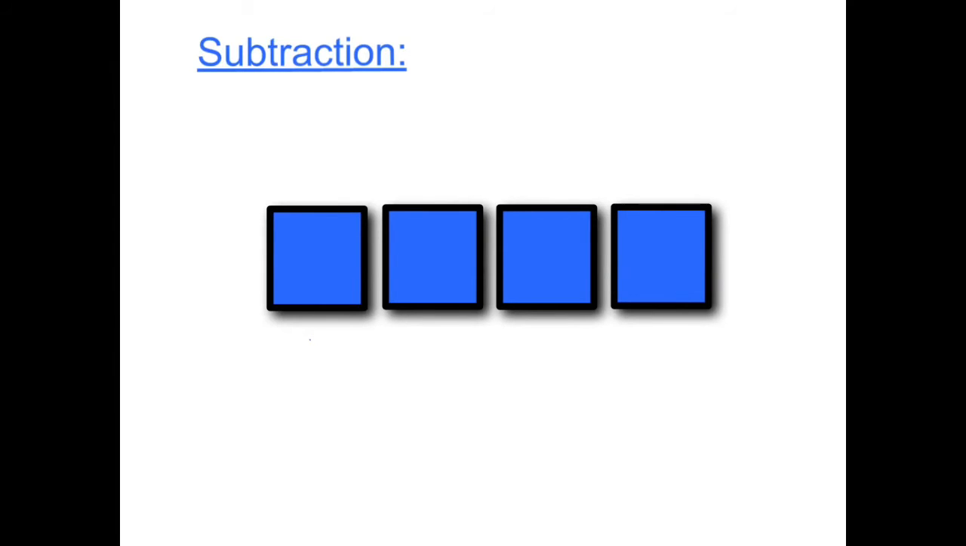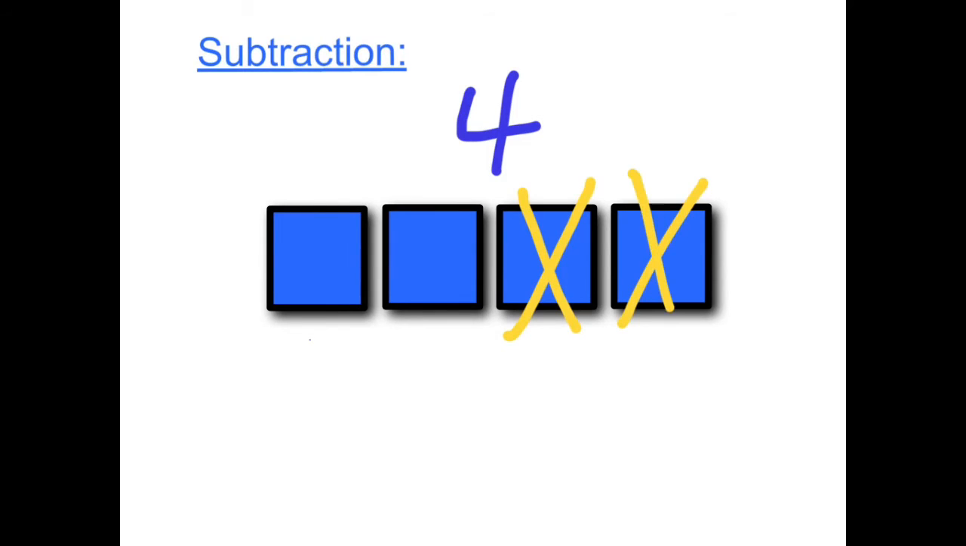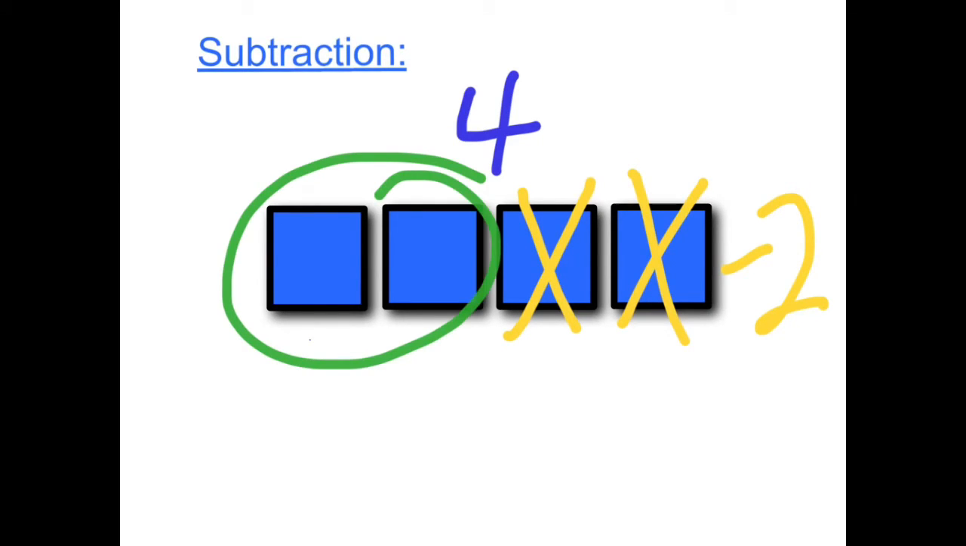It's going the other way of addition. Again, I'll label that I'm starting with a value of 4. Okay, this time, instead of adding extra squares, let's say I take away 2 squares by putting an X through them, and then I'll label that that was minus 2 because I took away 2, and then again, circle my final answer and label that it's 2. So now I have a visual representation that 4 minus 2 is 2.